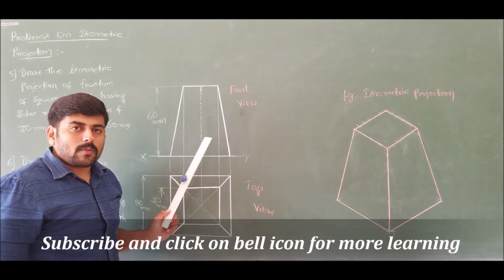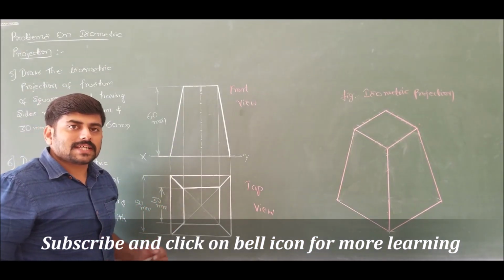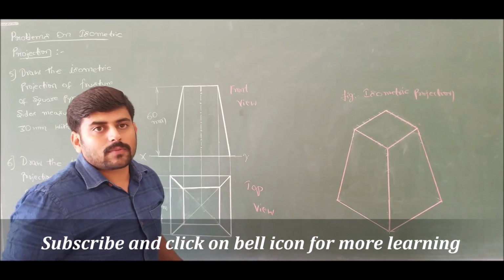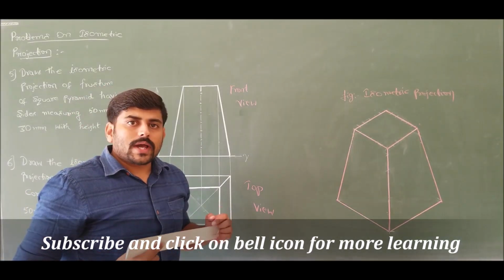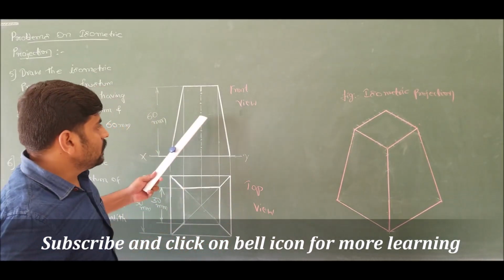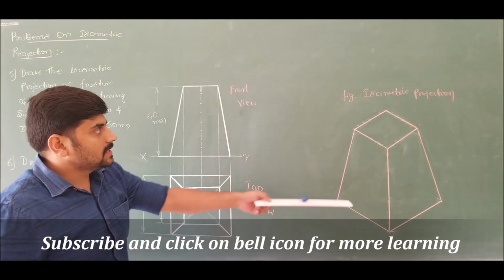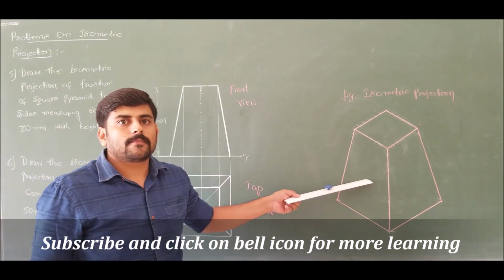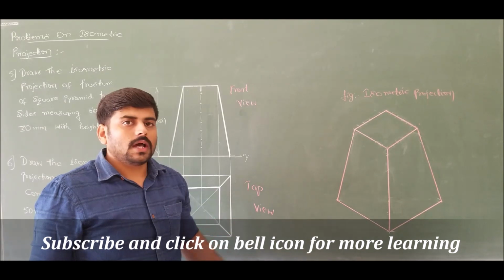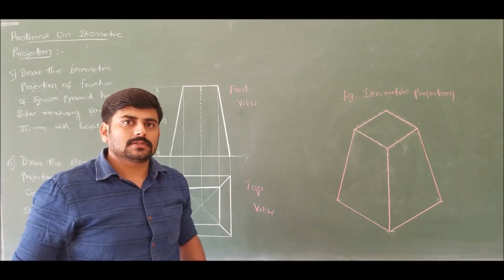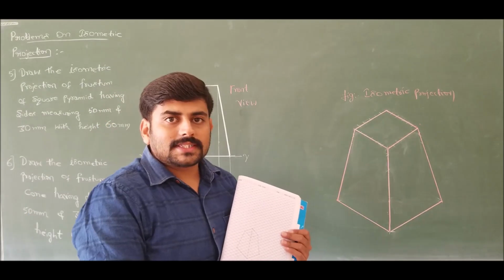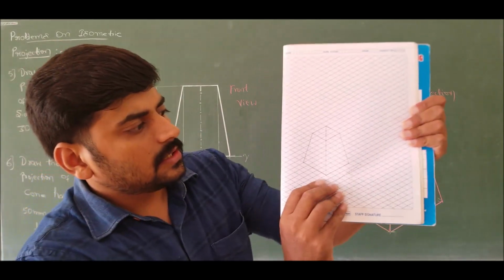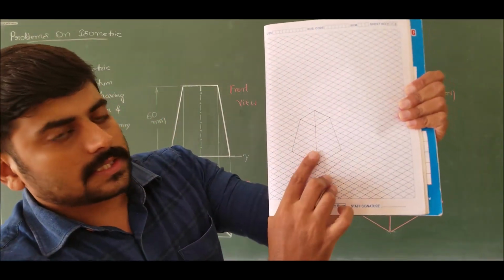This completes problem number 5, in which he has asked us to draw the isometric projection of frustum of square pyramid. So this is the front view, this is the top view, and this is the isometric projection, which is drawn on isometric sheet. If I draw this in an isometric sheet, it will look like this.